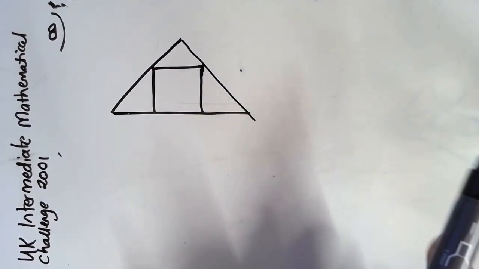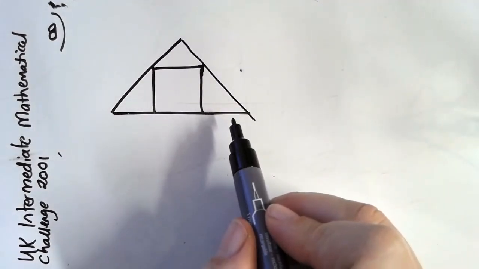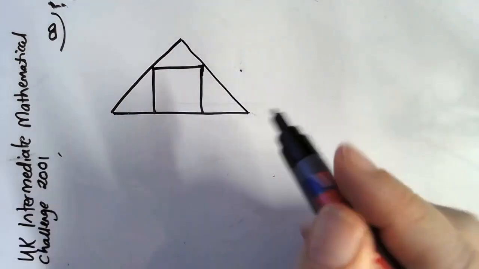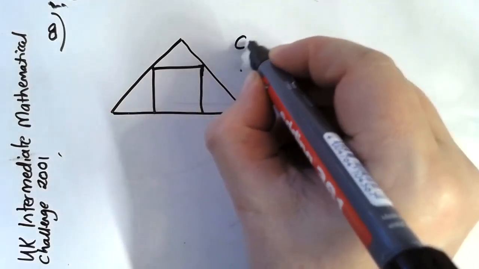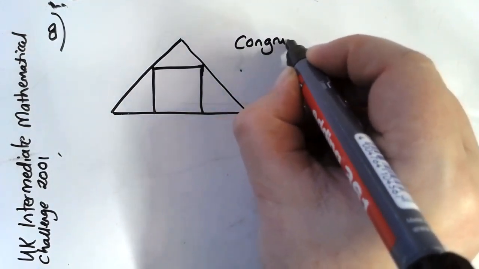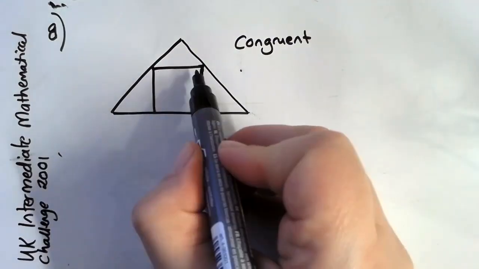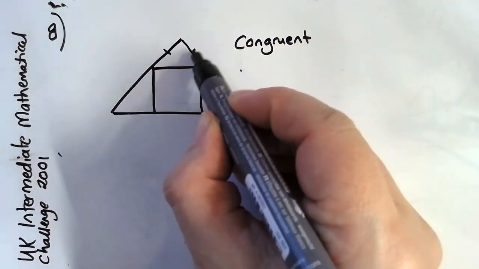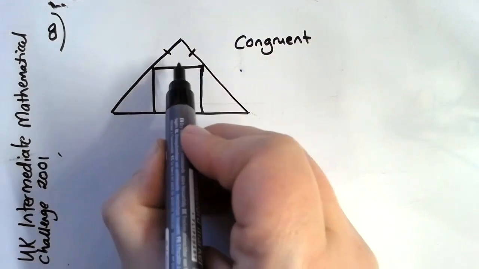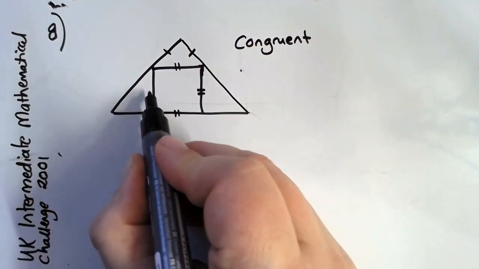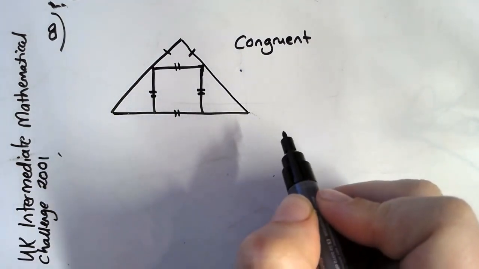Now, this is a spotting exercise. Normally with a geometry question, we're spotting isosceles triangles. This time we're actually spotting congruent triangles. That means the same triangles. From this, we know that this length and this length must be the same. We know that this length and this length and this length and this length must be the same.